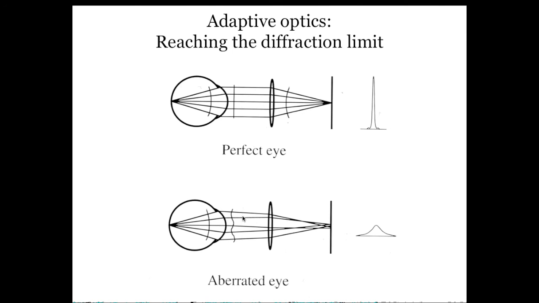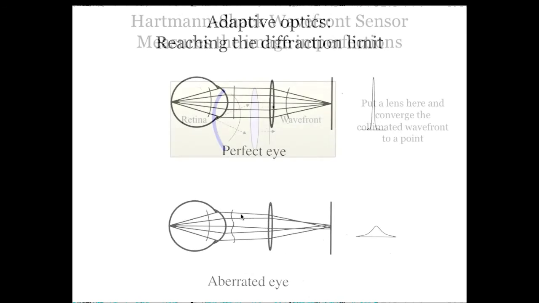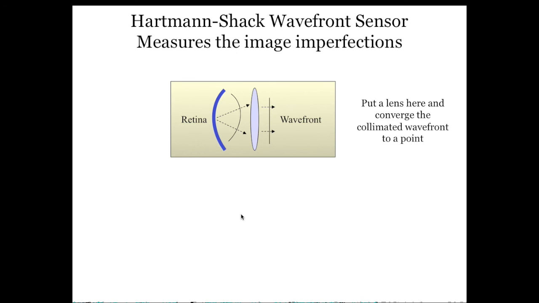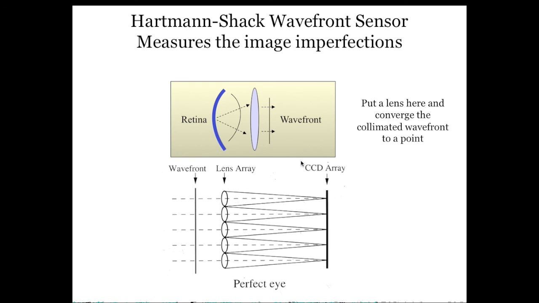Because if you knew it, you could correct for it. So how do you measure a wavefront aberration? Okay, so here's the situation in a perfect eye again. You've got a point of light. Maybe somehow you get a point of light at the back of the retina and scattering back out. If it were perfect, the wavefront would come out over here.